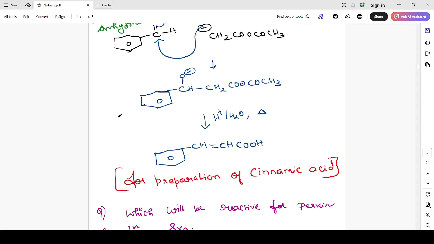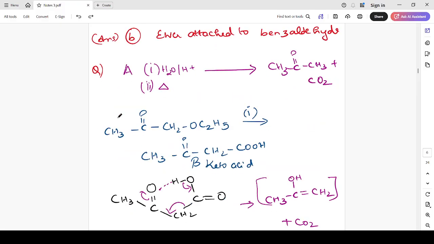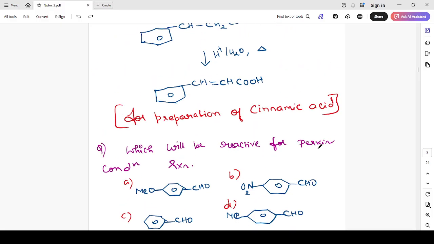The questioner is asking you which will be reactive for Perkin condensation reaction. Which will be more reactive? O2N, right? Like B. D. That's the right one here. Because what you're going to attack is a carbanion. That means you're attacking with a nucleophile. Nucleophile has to attack this carbonyl group of this aldehyde. The carbonyl should feel very electrophilic.